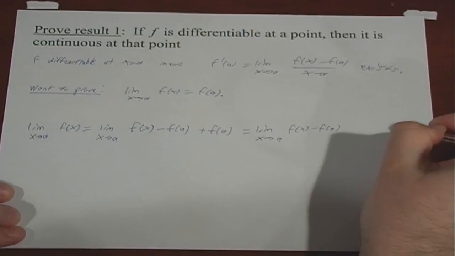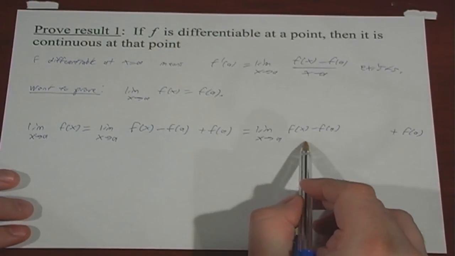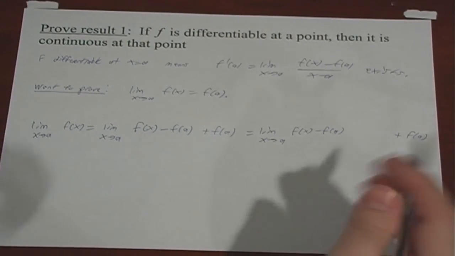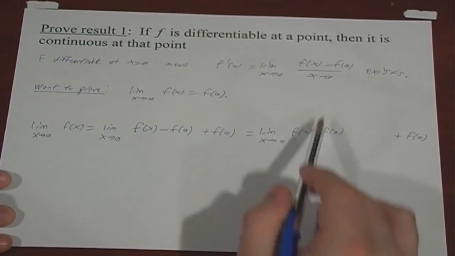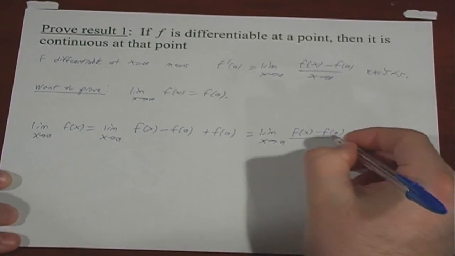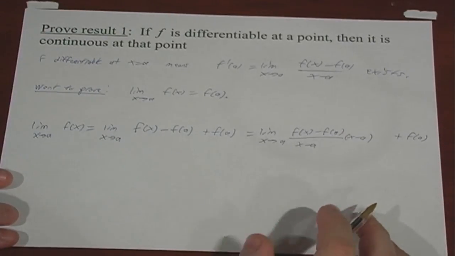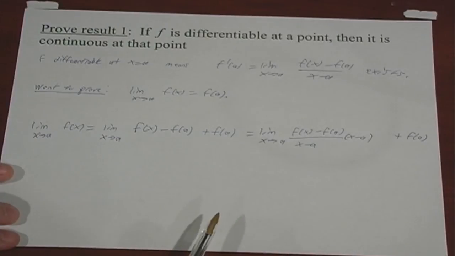Now I'm going to move the f of a over here. And now what I'm going to do is take this part, divide by x minus a and multiply by x minus a. Do you agree that if I multiply and divide by x minus a, they cancel anyway? So I haven't changed it. But why am I dividing by x minus a? So I can get this to appear. Okay, so the limit as x goes to a of f of x is this crazy looking limit.